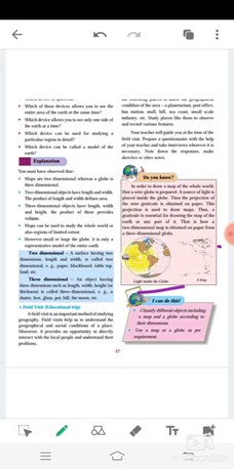Now then go to the next paragraph. Field visit, educational trip. A field visit is an important method of studying geography. Field visits help us to understand the geographical and social conditions of a place. Moreover, it provides an opportunity to directly interact with the local people and understand their problems.